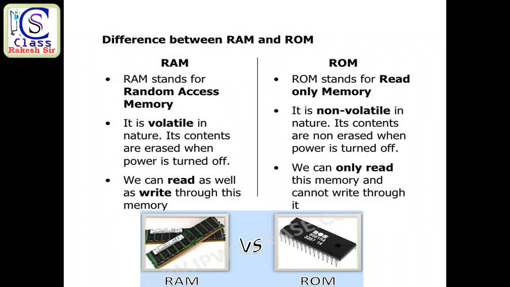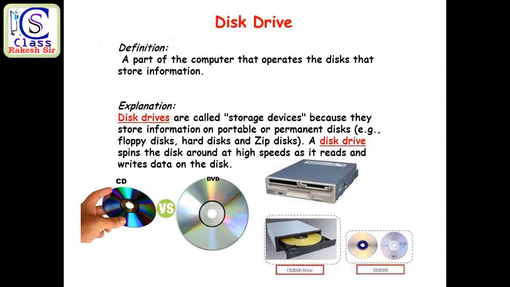And in RAM, we can read as well as write through this memory. It means in RAM you can perform both read and write operations. But in ROM you can only read the memory, you cannot write to it. All the information is stored in this ROM, so you can only read here. Look at the image of RAM and ROM, which are installed directly on your motherboard. So these are all the differences between RAM and ROM. They are very important for you.